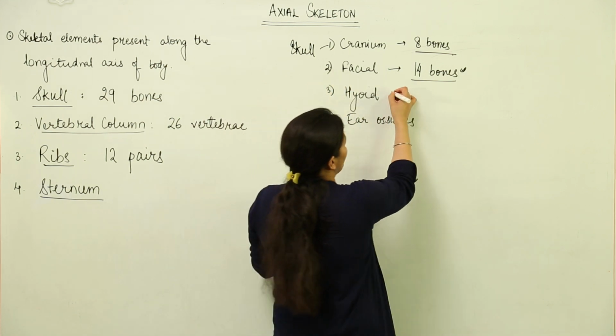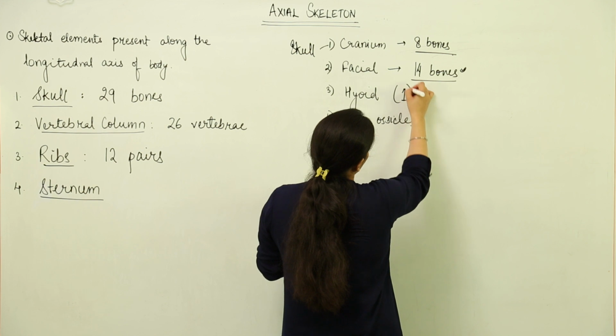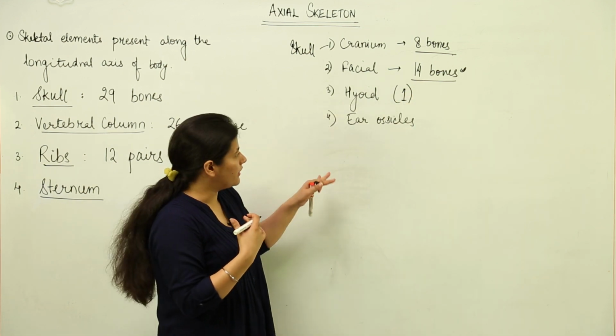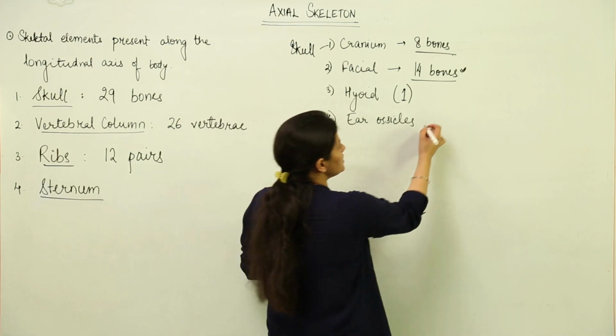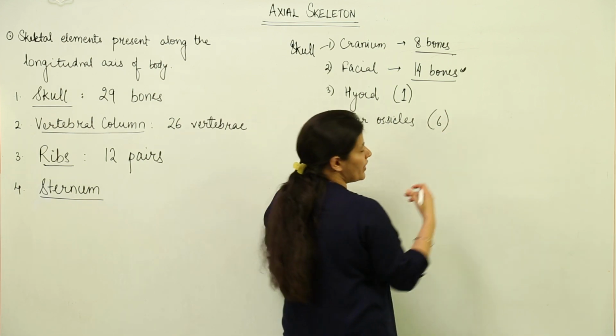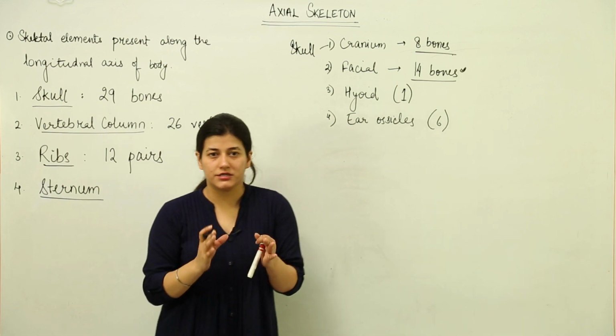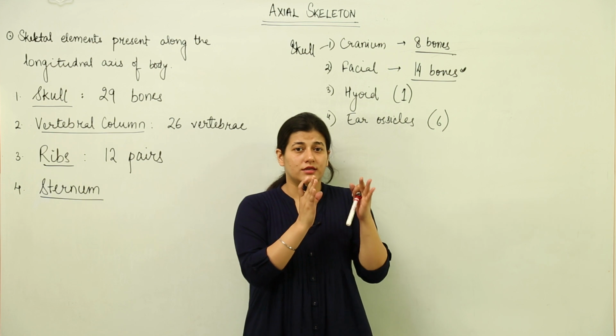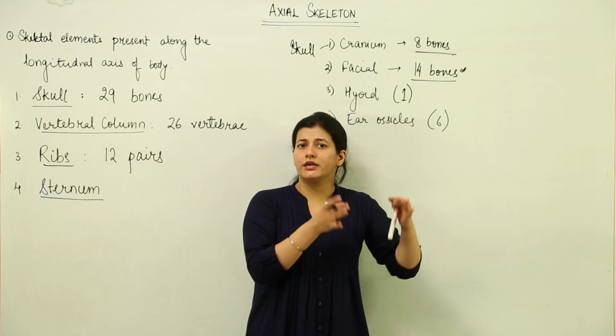Then at the base of the buccal cavity there lies a single bone known as the hyoid bone. Six bones known as ear ossicles are present in the middle part of the ear. There are 2 ears in the human body, and each has an external ear, middle ear and internal ear.